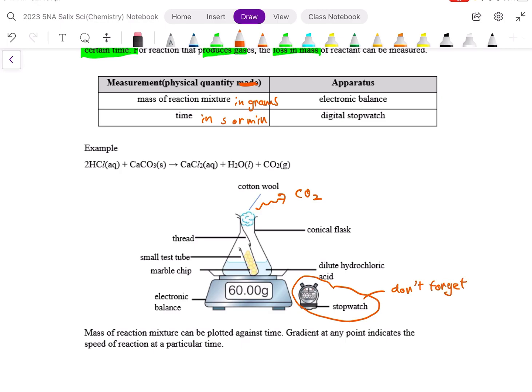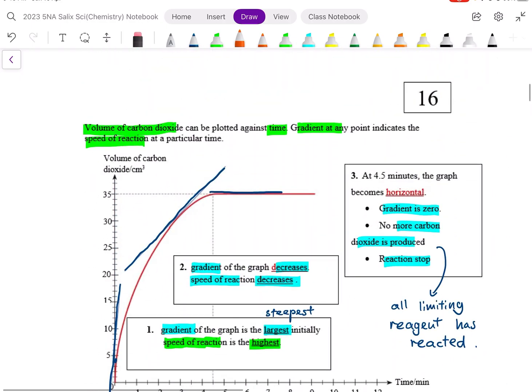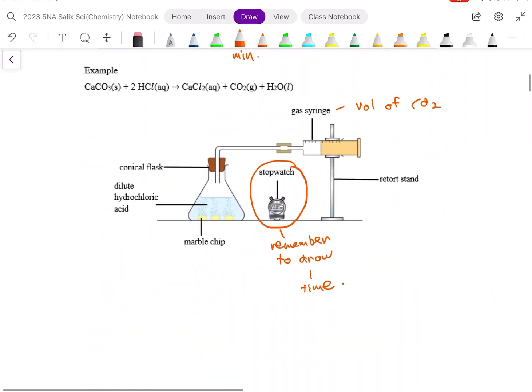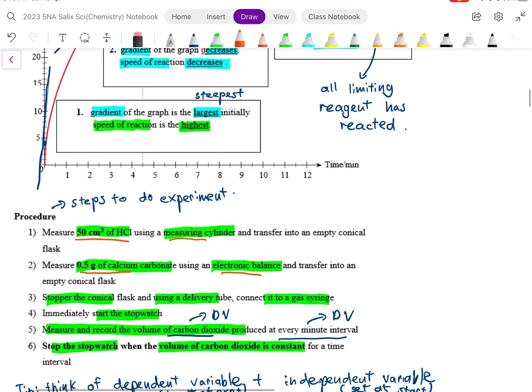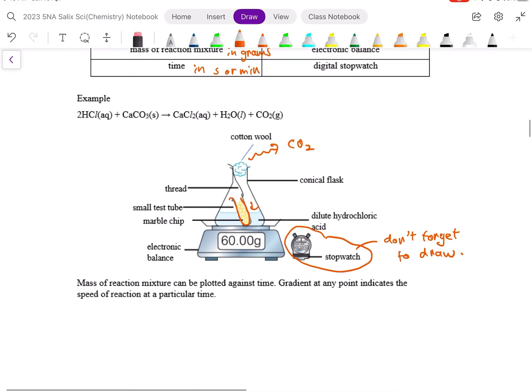So this one you have a conical flask with a small test tube that you tie with a thread, and then you lower it into the solution, then you start. This one is good in the sense that you can lower it and start your stopwatch at the same time, compared to the previous one. The previous one, you throw the marble chip inside, then you still have to close this thing, then connect. A lot of things to do. This one somehow cuts down a lot of human reaction time.